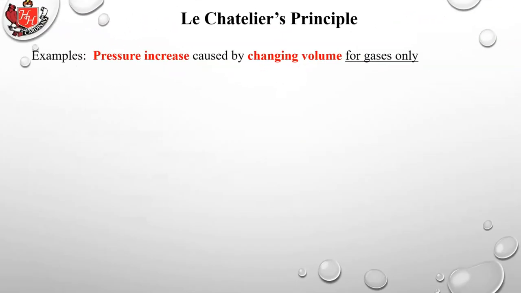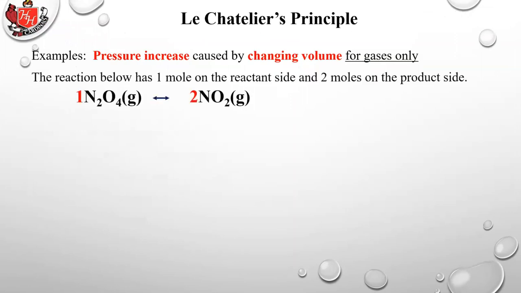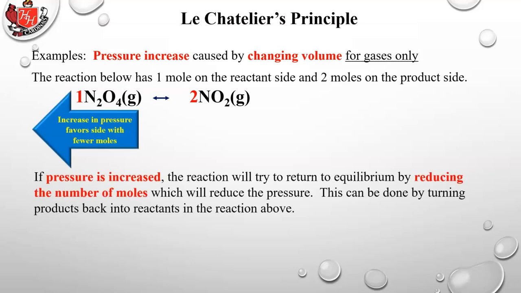Now, pressure increase caused by changing volume for gases only. The reaction below has 1 mole on the reactant side, the N2O4, and 2 moles on the product side, the 2NO. So if pressure is increased, the reaction will try to return to equilibrium by reducing the pressure by reducing the number of moles, and that's going to reduce the pressure. This can be done by turning products back into reactants in the reaction above.